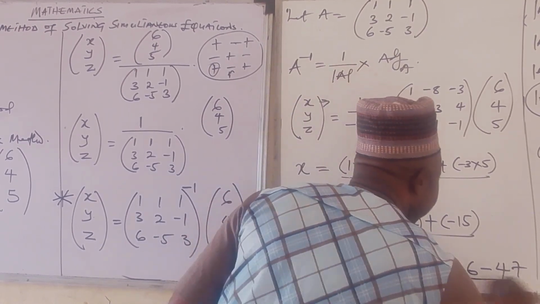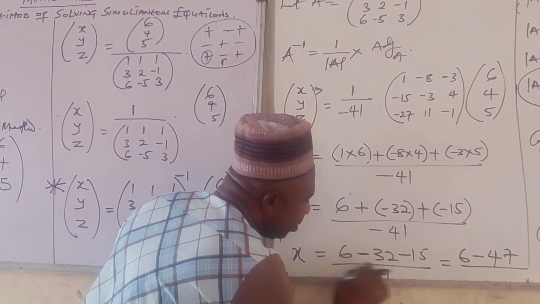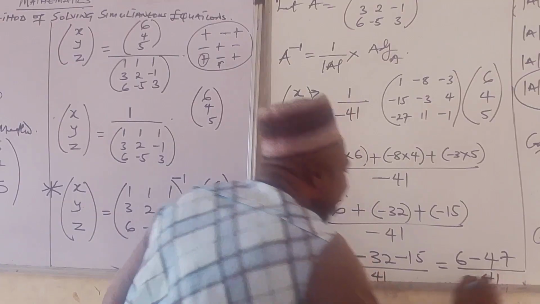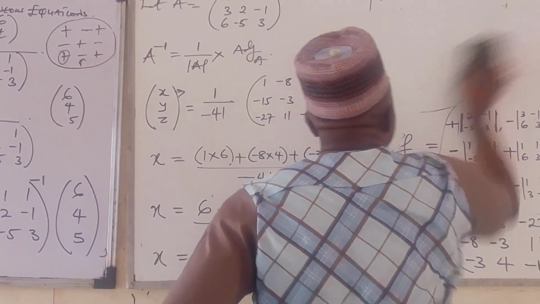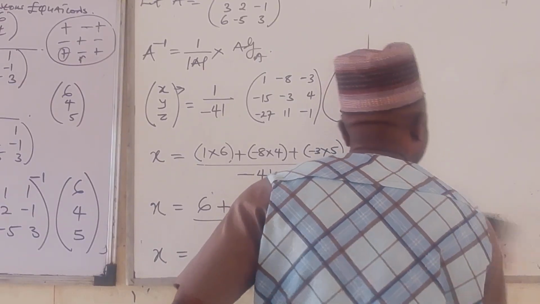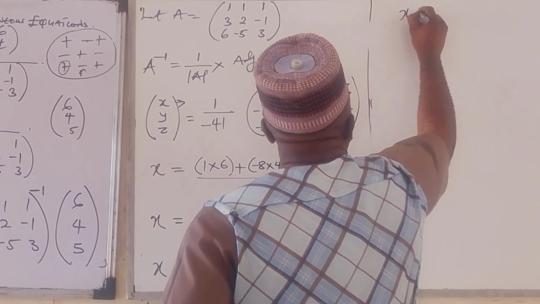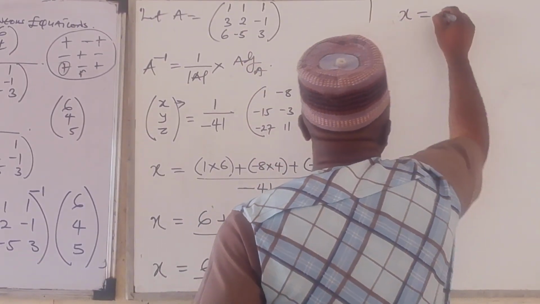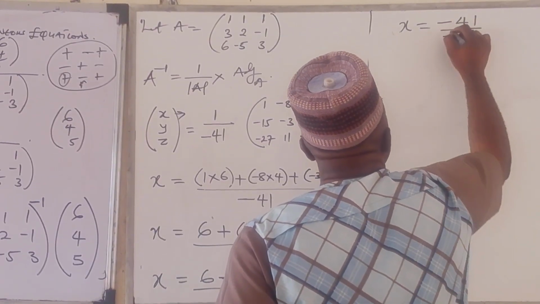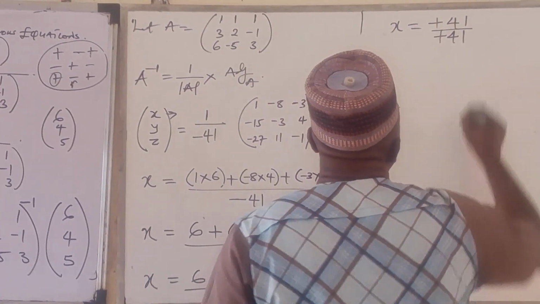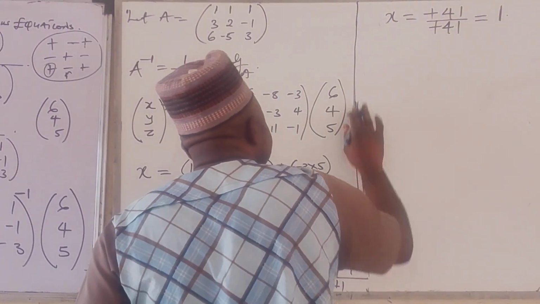Yes, let's look at it again. 6 minus 4, because minus 32 minus 15 is minus 47. So 6 minus 47 all over minus 41. So the value of x will be equal to 6 minus 47, which is minus 41, all over minus 41. And we know minus divided by minus will change to plus. 41 divided by 41 is equal to 1. So the value of our x is equal to 1.